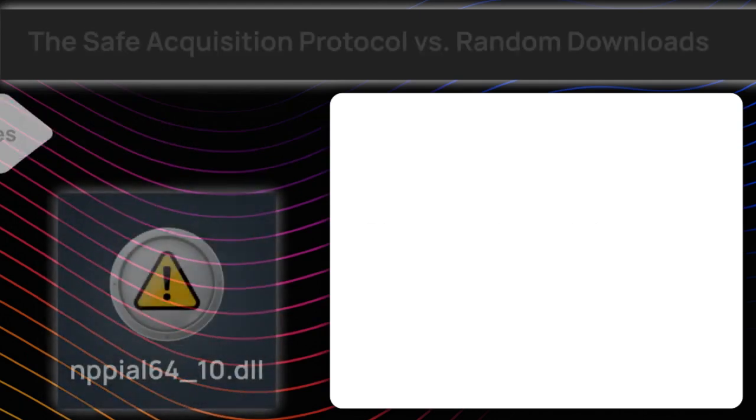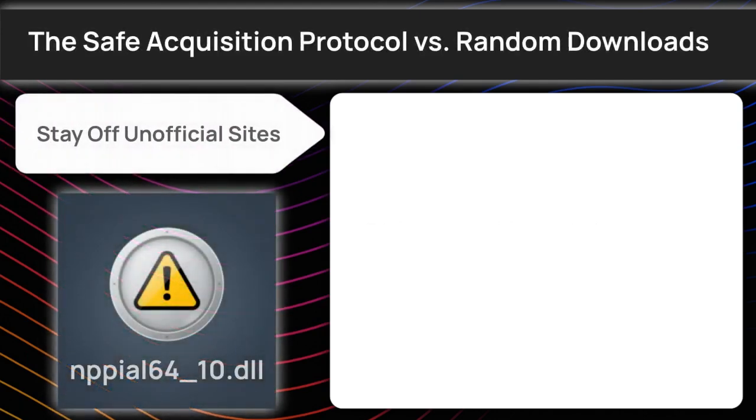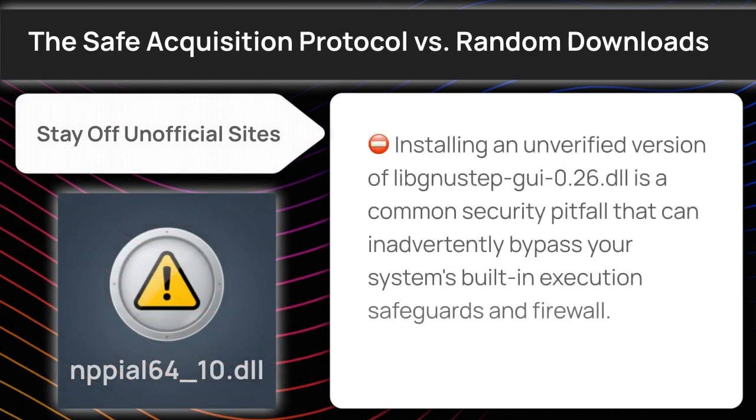Let's look at a key safety rule that will keep your PC protected while we address this error. Warning: many online repositories provide versions of NPP IAL64 DLL that are either corrupted or intentionally malicious. Trusting these sources puts your privacy at risk and often fails to solve the original error.